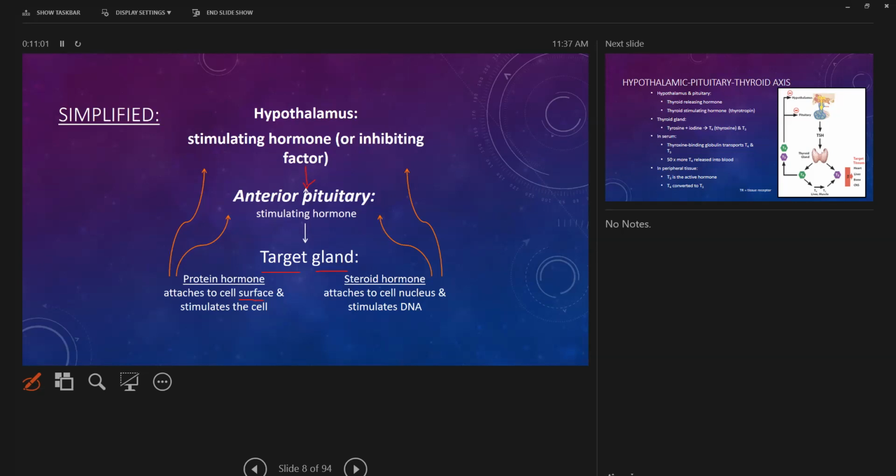However, if you see here, these steroids are small enough and agile enough that they can attach to the cell nucleus and then stimulate DNA. So interesting kind of nuance there.